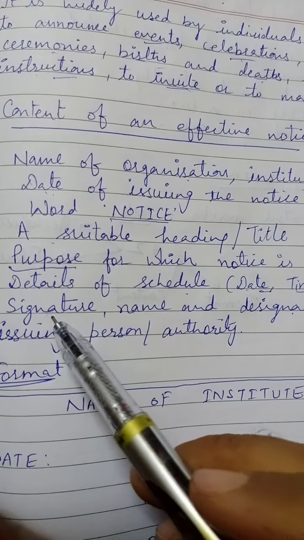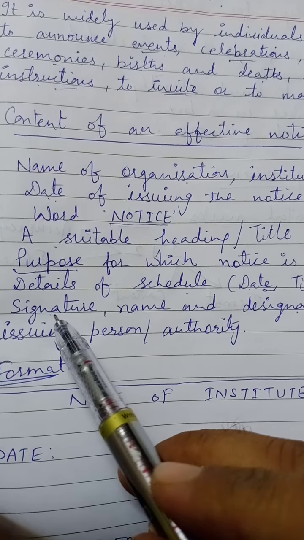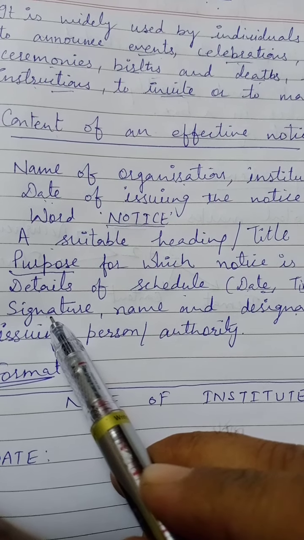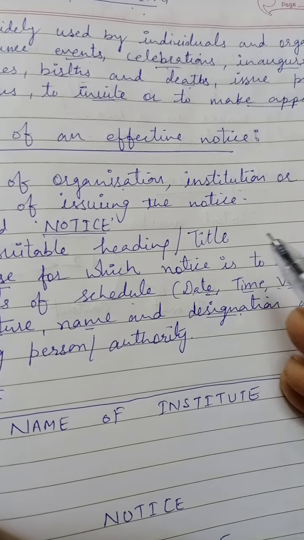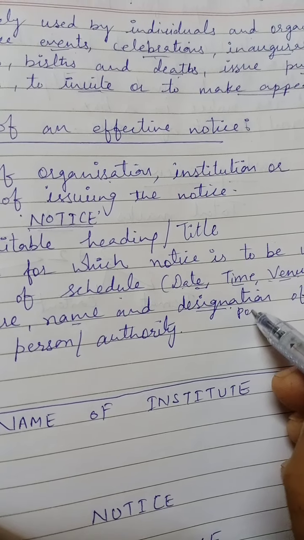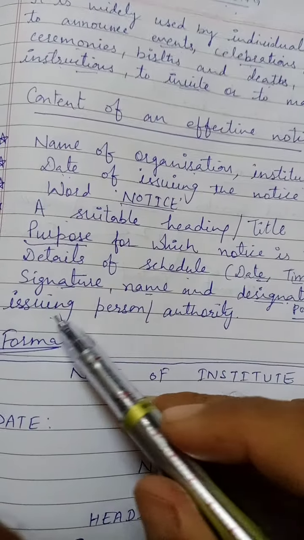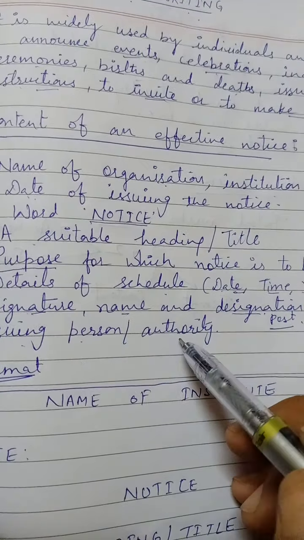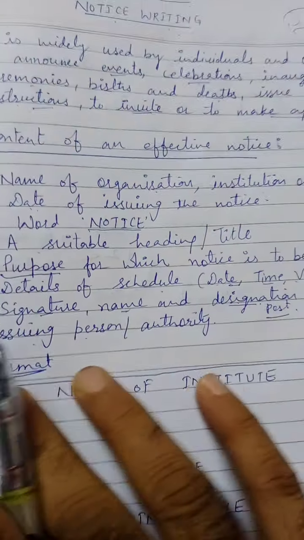My dear children, this is one of the best and most important parts. By the end of the notice, we need to put our signature, name and designation. Designation means the post that you are carrying, of the issuing person or authority. This is the ending where we need to put three things: signature, name and designation.